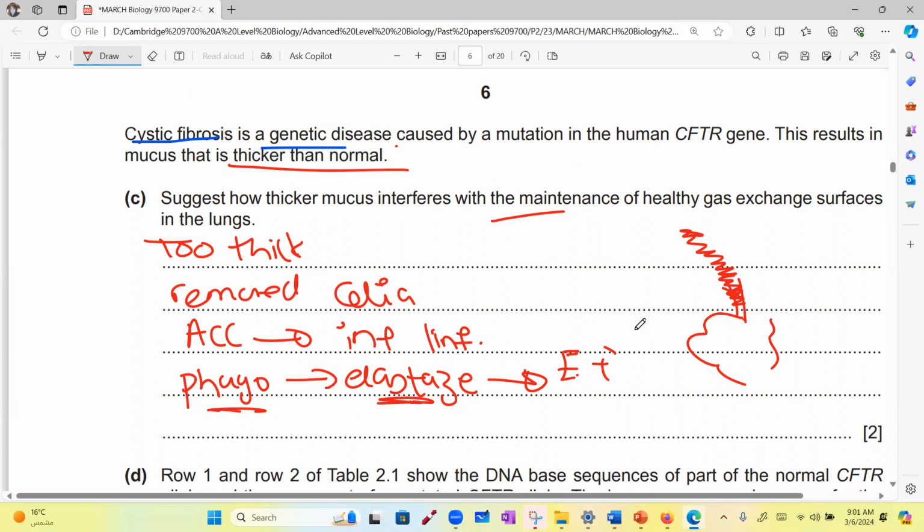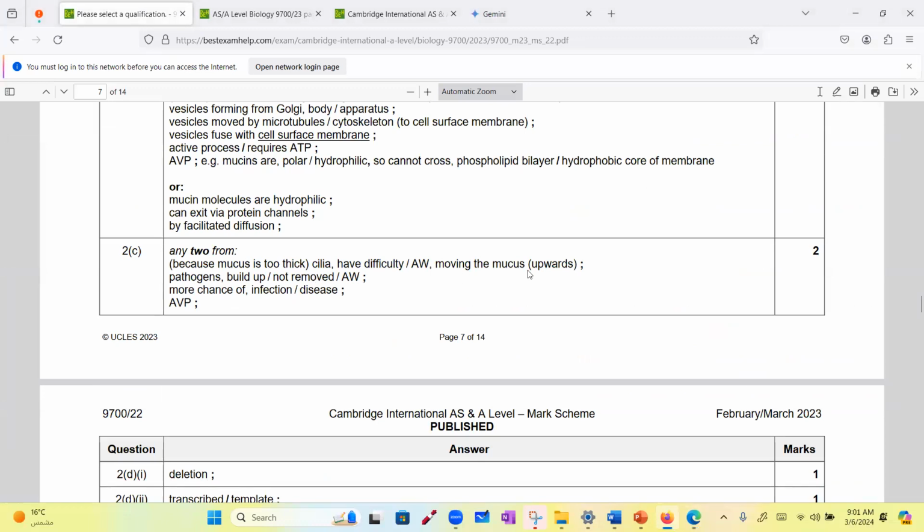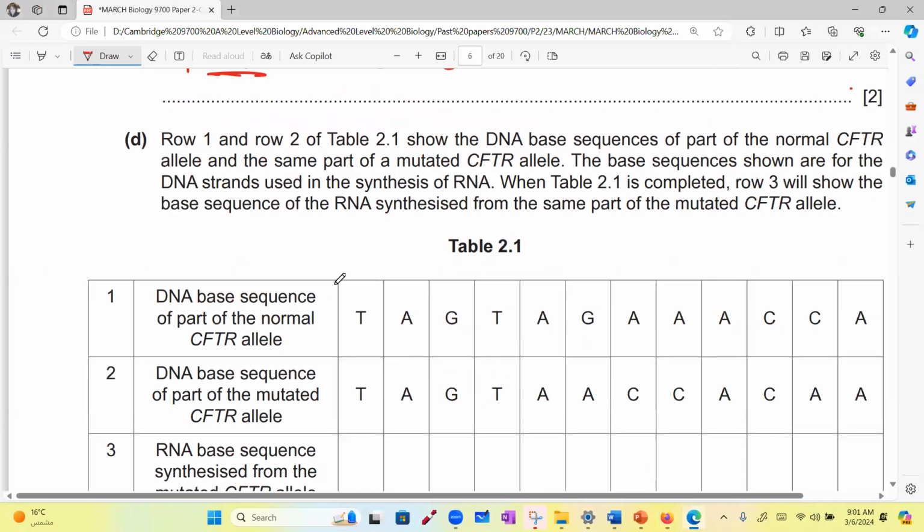We said a lot of things because it's only 2 marks, but that same question can be out of 4 marks, asking you for the whole story, okay? It will not move, pathogens will build up, more chance of infection or disease. So we mentioned the story because that same question can be out of more marks. Okay, I don't like these questions, but we cannot help them.